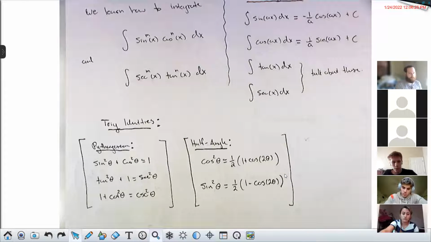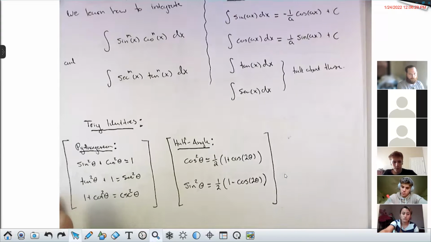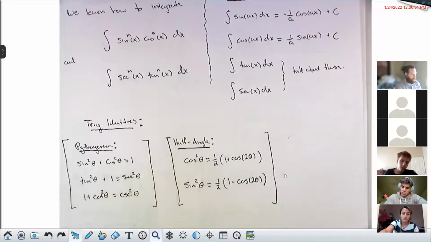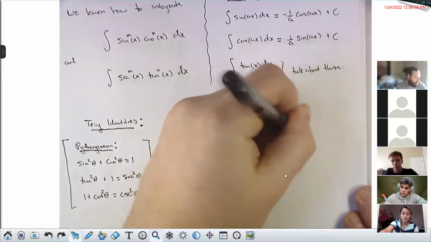There is a third family of identities that we'll use less often here, but quite a lot in 7.3. So if you're putting trig identities in your notes, the place to put them is here. They're called double angles.